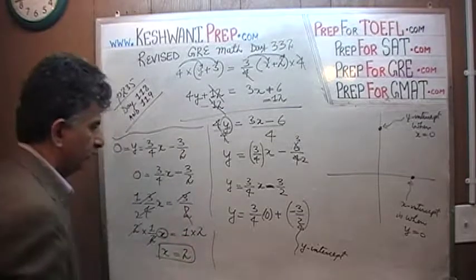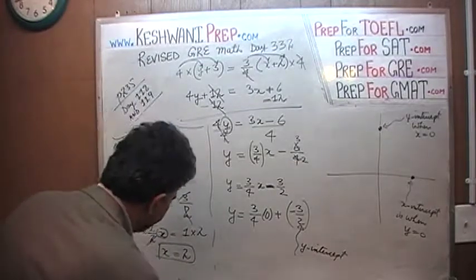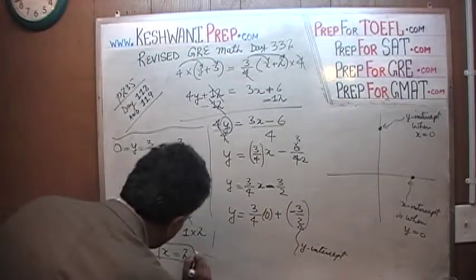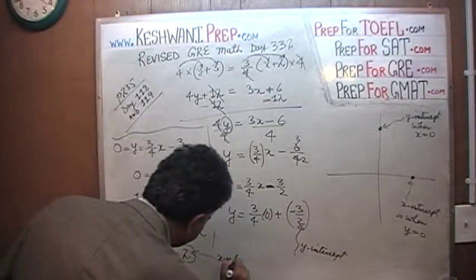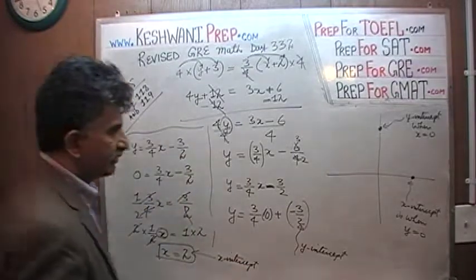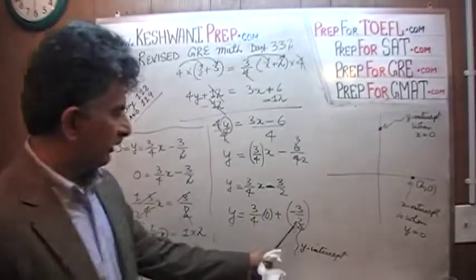This is our x-intercept. The x-intercept is where y is equal to 0. So we found our x-intercept is 2, which means the coordinates of this point are 2 and 0, and the y-intercept is negative 3/2.